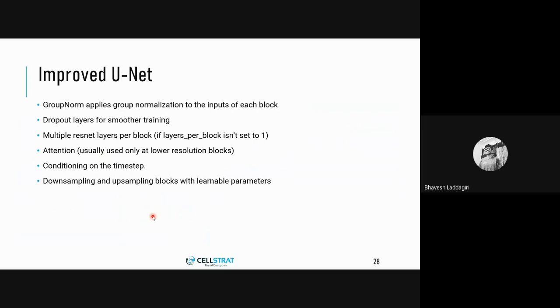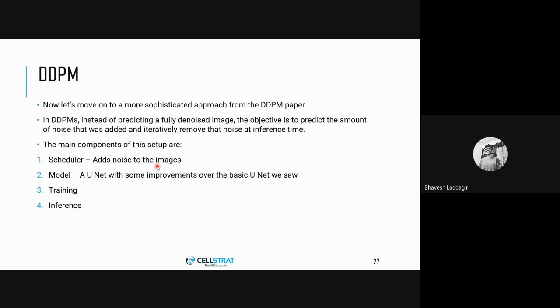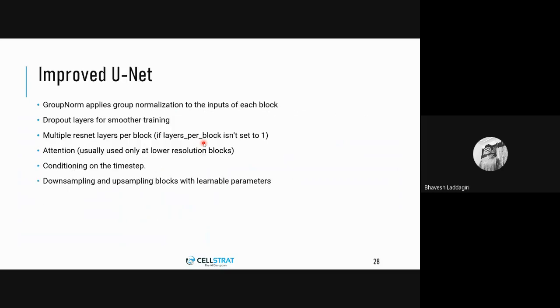It has the attention built into it, but only at the lower resolution blocks, not at the higher ones. So once you get closer to the embeddings or the latent space, you will have more attention layers. And then there's also something called conditioning on the time step, and we'll look at that when we look at the training process. The general idea is removing noise. Our goal is to iteratively remove noise, right? So there needs to be some information on how much noise to remove. That is basically our time step.